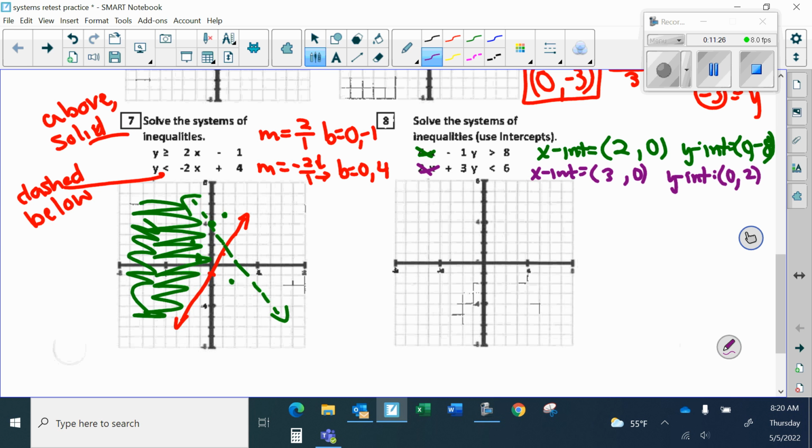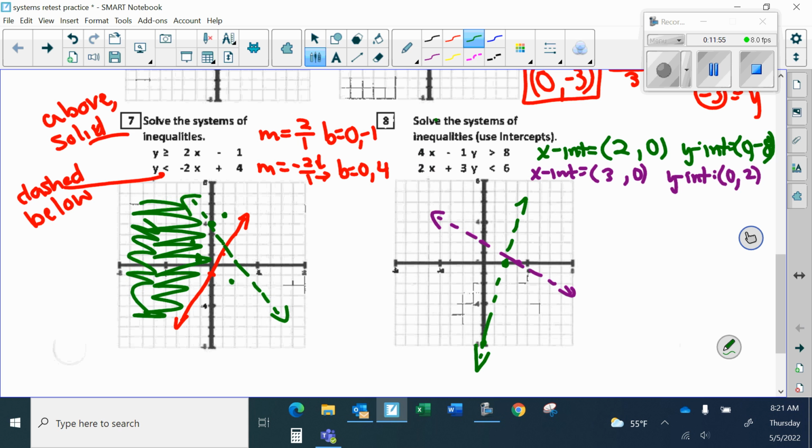So now we have our intercepts. We plot those. Okay, so (3, 0) and (0, 2) for this one. They're both dashed, because there's no equal signs underneath them. (2, 0), we'll change the color. (2, 0) and (0, -8) right there. Like I said, they're both dashed.